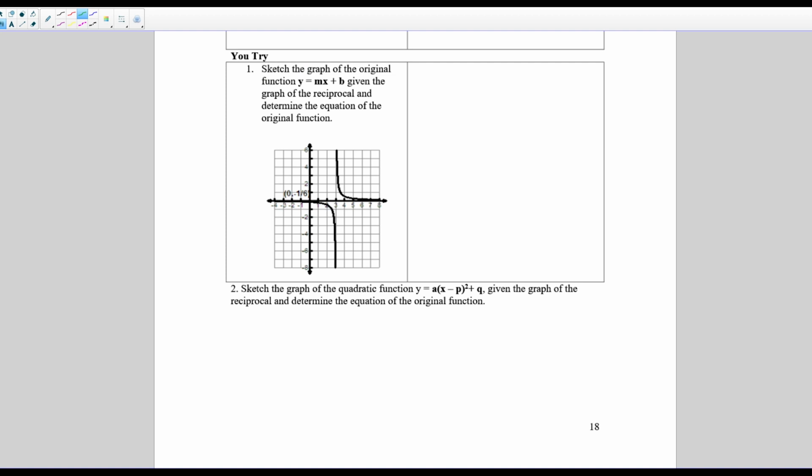At this point, feel free to pause the video, try out this next question on your own, and then unpause once you're done to check your work.